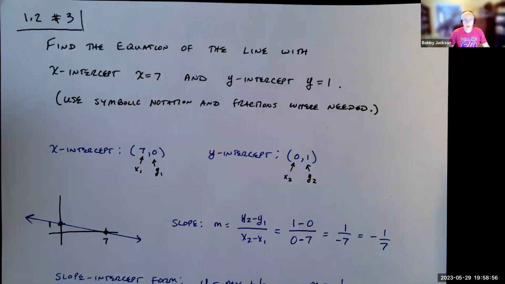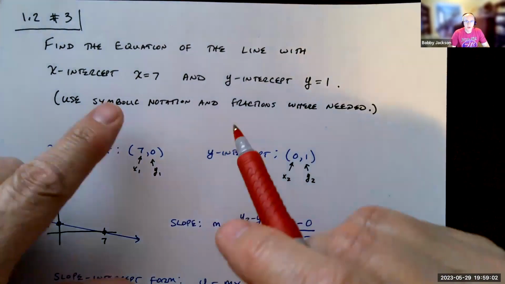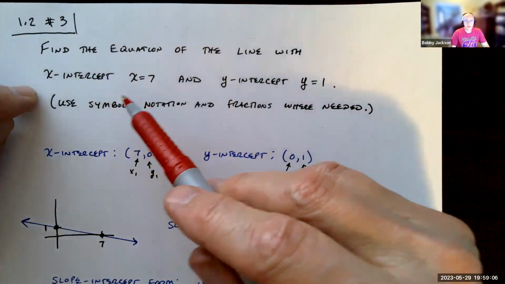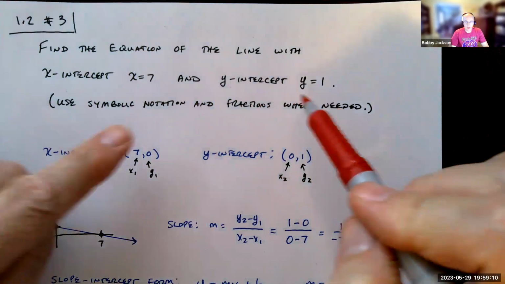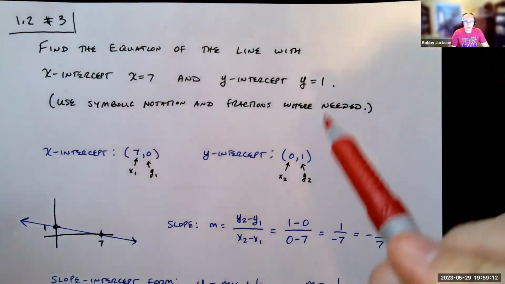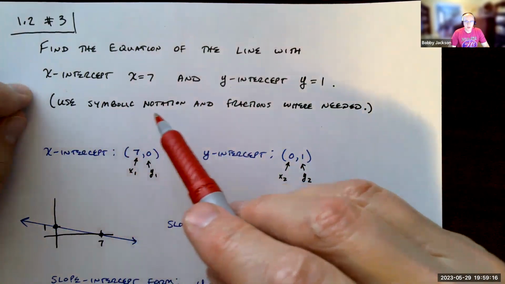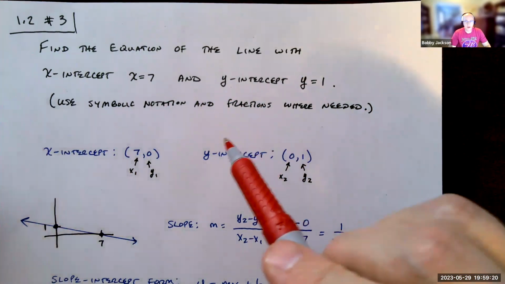Hey everyone, let's take a look at the third problem in section 1.2, homework and achieve, where the directions are to find the equation of the line with the x-intercept x equals 7 and y-intercept y equals 1. Again, your numbers may be slightly different, but pretty much the same format here. And then in parentheses, use symbolic notation and fractions where needed. Okay, so we'll explain that here in a minute.